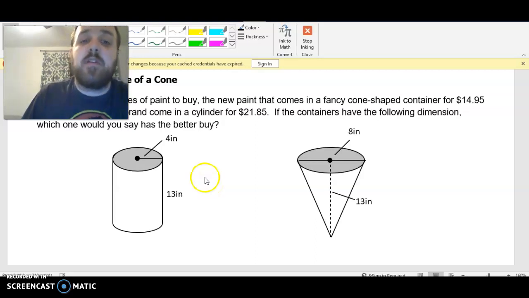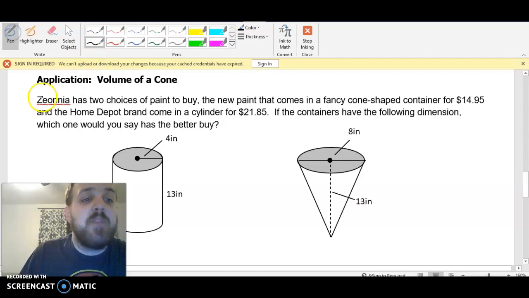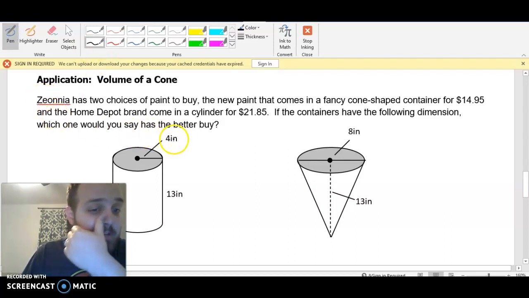Just a little additional video for you. We're going to talk about an application problem involving the volume of the cone. I'm going to move my video here a little bit so we can see. So let's go ahead and read this problem together and see what they want us to do.